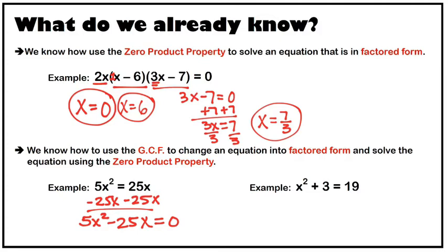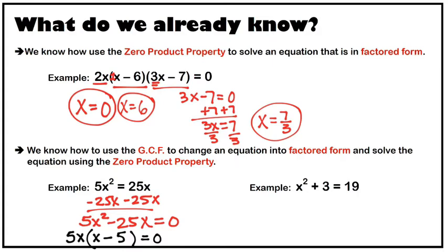And now I look for the greatest common factor, the biggest number that goes into 5 and 25 evenly, and that number is 5. And each part of the equation has at least one x. So we have 5x as our greatest common factor. And when we do the reverse distributive property, 5x times x is 5x squared, and 5x times negative 5 is negative 25x. So now written in black, that is our same equation that we started with, but now it's not in standard form, it's in factored form.